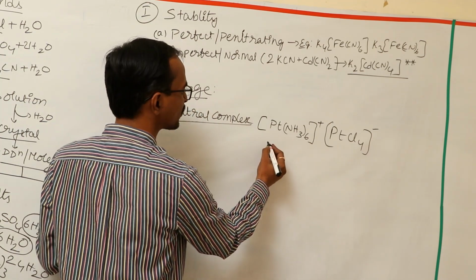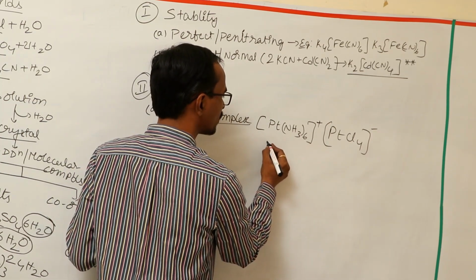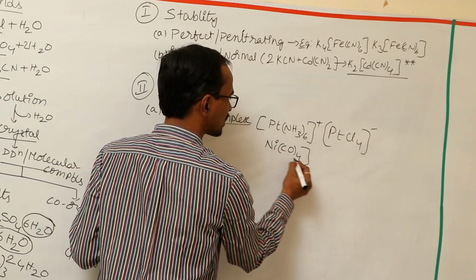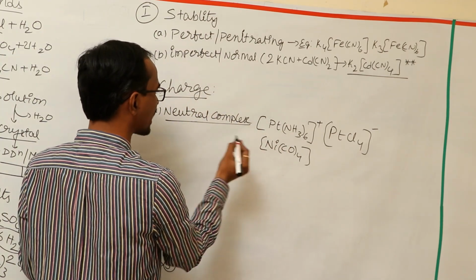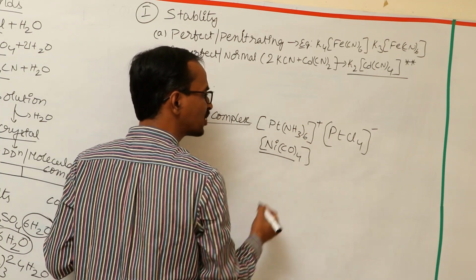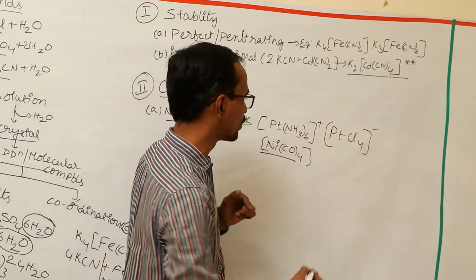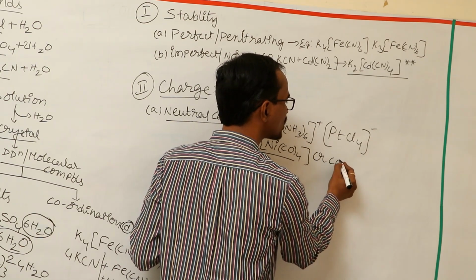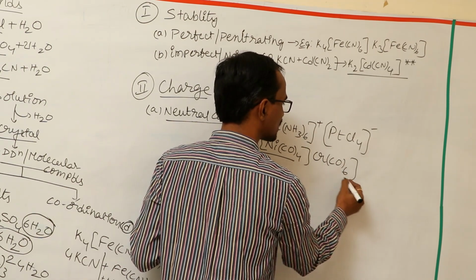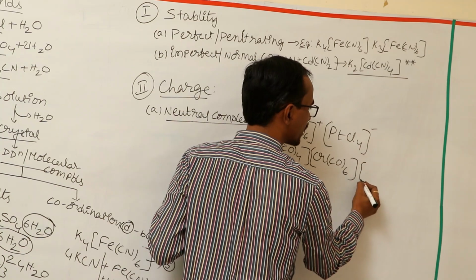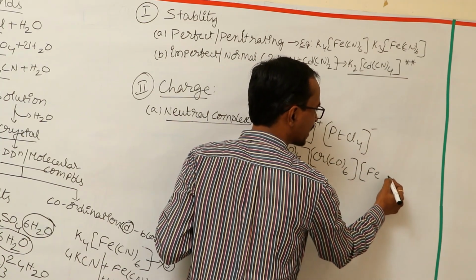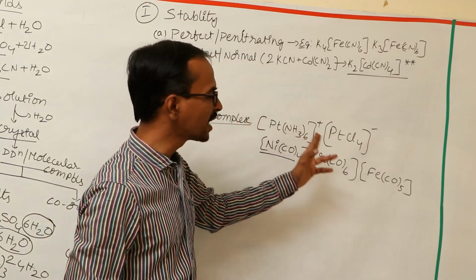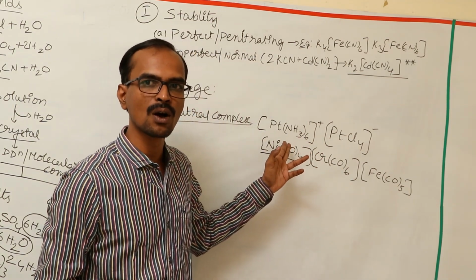And the second kind of example we can take is tetracarbonyl nickel, Ni(CO)4. The net charge on this second kind of complex will be 0. We can quote another example, that is Cr(CO)6, and one more example, pentacarbonyl iron, Fe(CO)5. These are the 4 different examples we can quote for the neutral complexes.